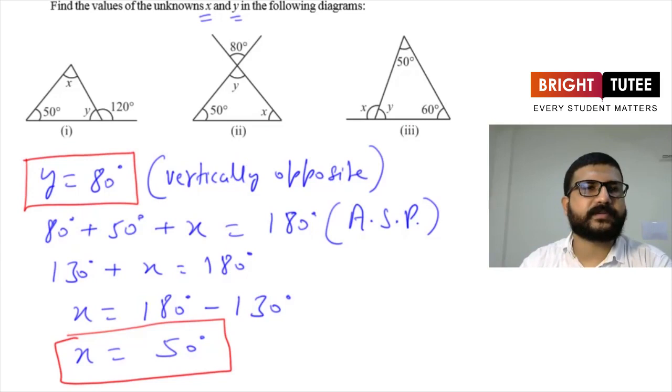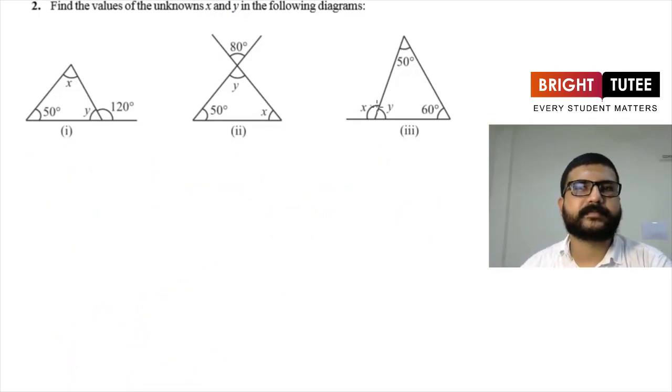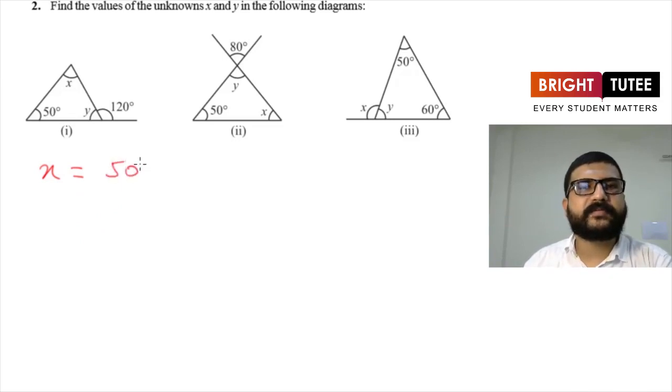Now let's move to the next part of the question. So here two angles are unknown, x and y. So let's do one thing. Let's try to find x first. How can we find x? Can we use the exterior angle property? Yes, we can do that. So x is the exterior angle, and we know the exterior angle is equal to the sum of the opposite interior angles. So x is equal to 50 degrees plus 60 degrees. So therefore x is equal to 110 degrees.